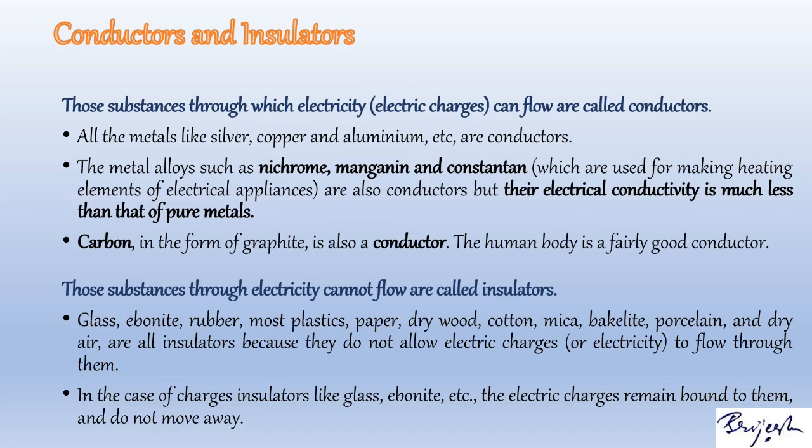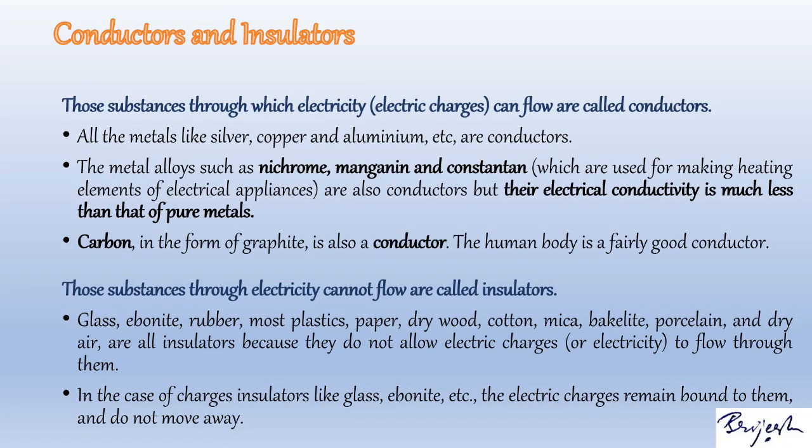Those substances through which electric charges cannot flow are called insulators. In other words, those substances through which electricity cannot flow are called insulators. Glass, ebonite, rubber, most plastics, paper, dry wood, cotton, mica, bakelite, porcelain, and dry air are all insulators because they do not allow electric charges, or electricity, to flow through them.